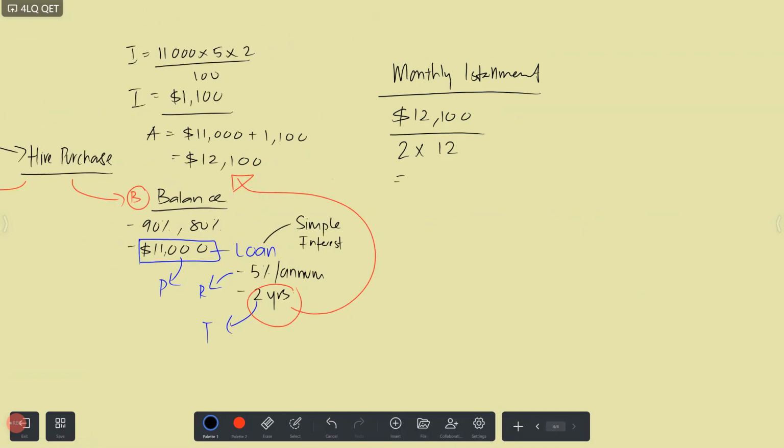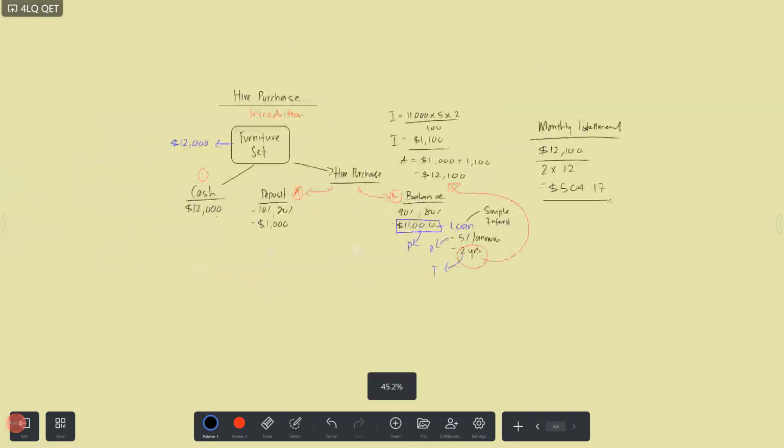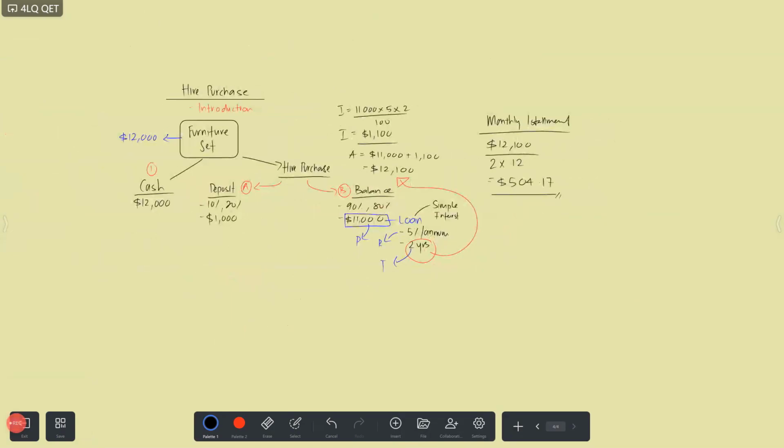So 2 years times 12. 12,100 divided by 24 equals 504.17. So every month he will have to pay $504.17 over 2 years, and then he can consider himself free from this installment plan, free from any more payments. He has fully paid for the furniture set that he bought at a price of $12,000.